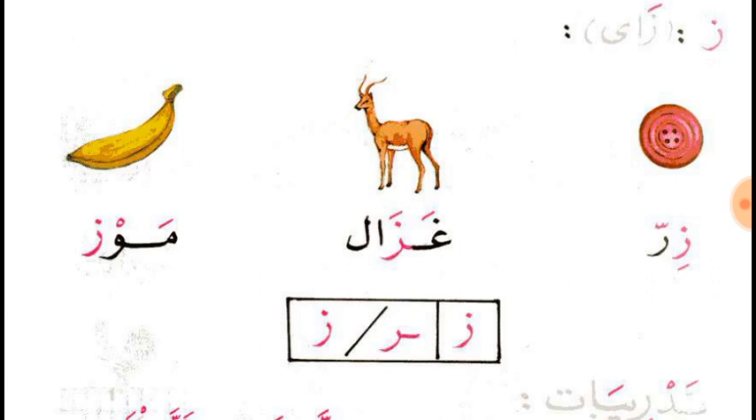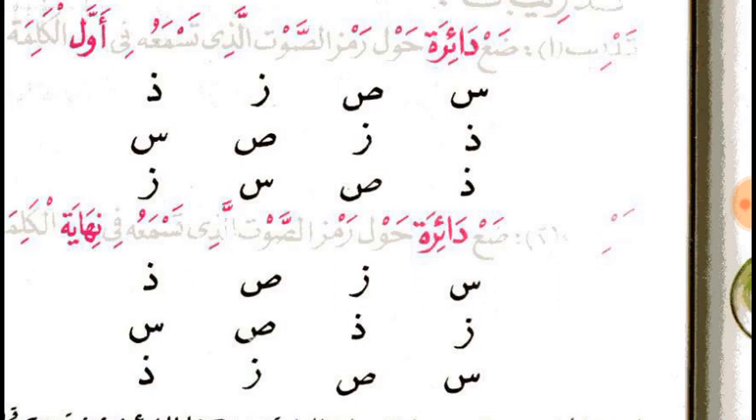Zirrun. What is zirr? Button. Button, okay. Ghazalun. In English it is called gazelle. Okay. Mauzun. It's banana. Good. Then again we have tadrib al-awwal and tadrib al-thani.